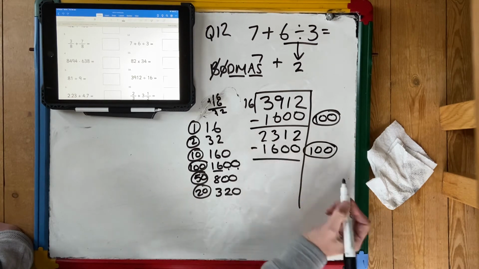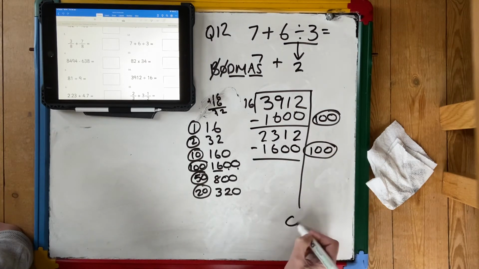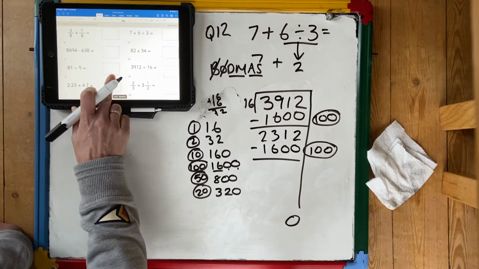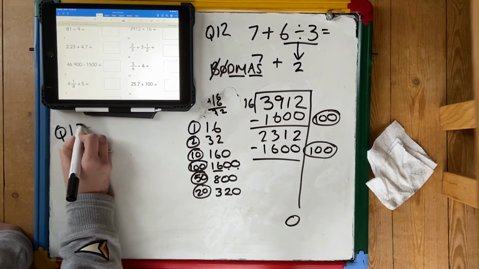1,600. What have you got left? And continue until you end up with 0, or you may even end up with a remainder. Well done. So that was question 14. Question 15.